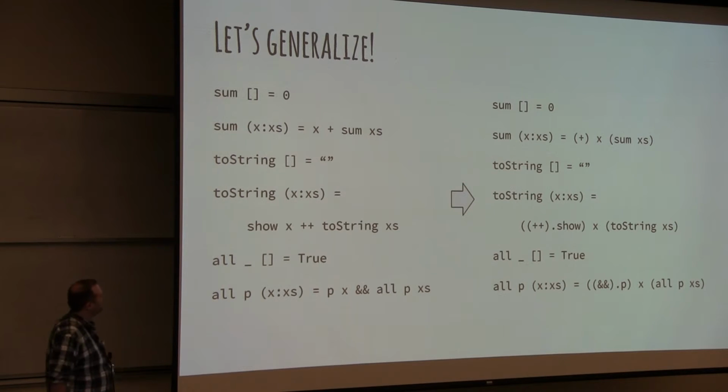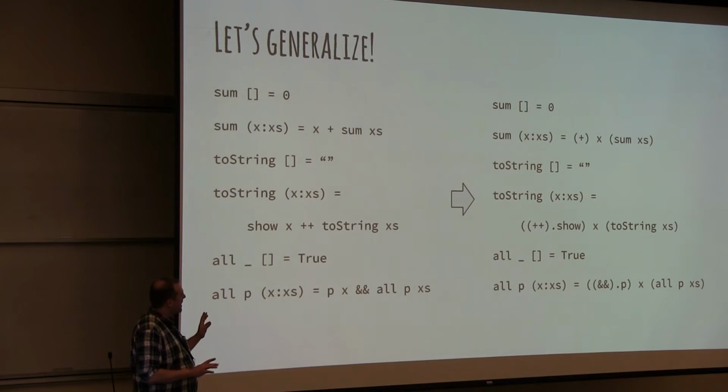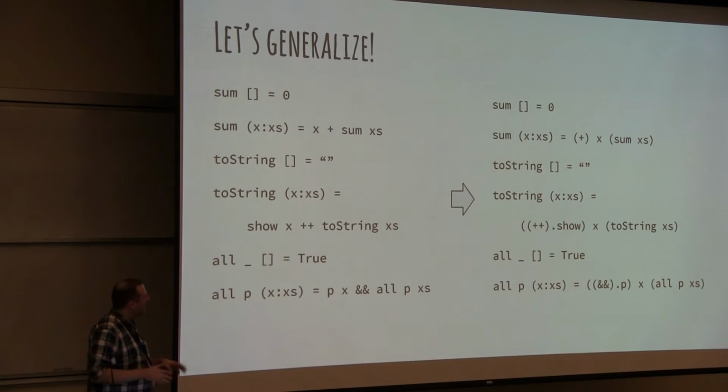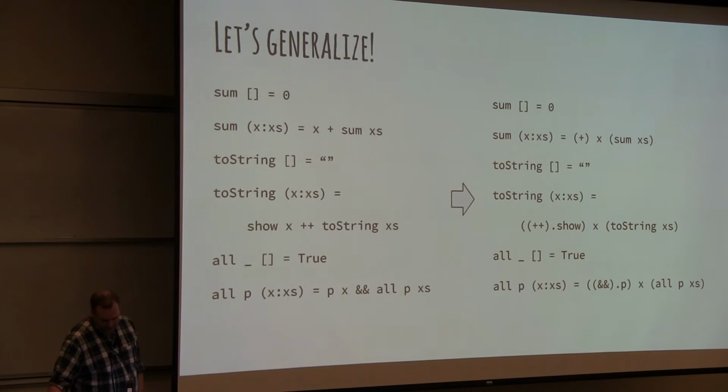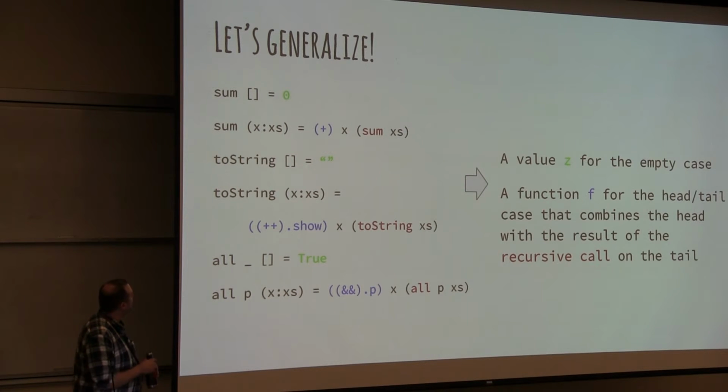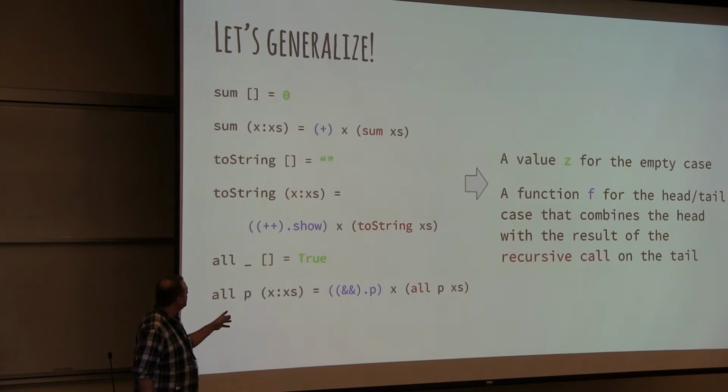I'm doing some arrangement to make everything look like a normal function, not infix, just prefix functions, so we can see a little better what's happening. And I basically just put colors here because we have a value for the empty case and a function that combines the value of the head with the result of the recursive call on the rest of the list. Basically, we are using the same structure, right?